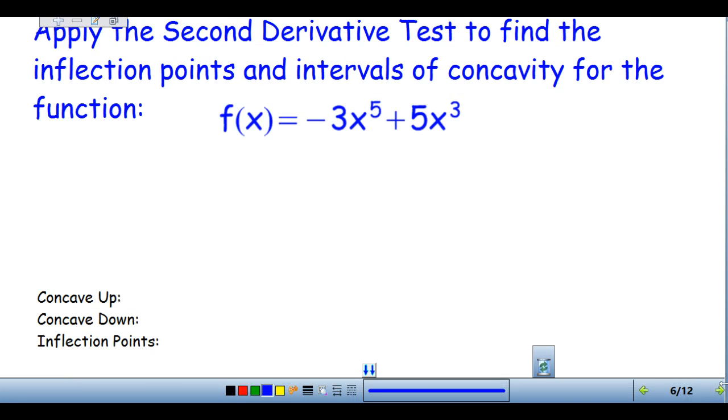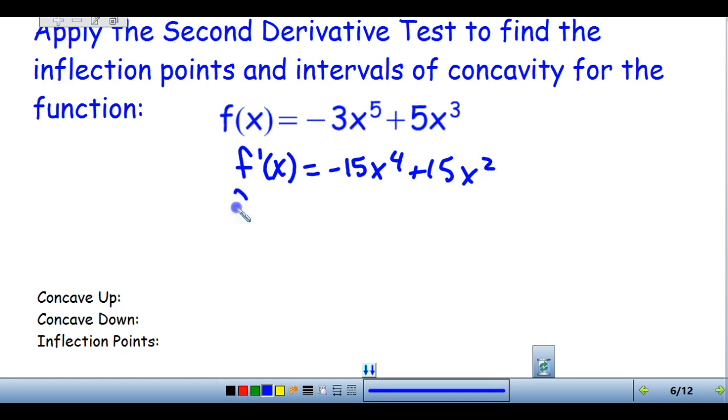So let's go ahead and just look at an example with a simple polynomial function. Apply the second derivative test and find the inflection points and intervals of concavity for the function. Alright, so to get to the second derivative, we'd have to take the first derivative. So negative 15x to the fourth plus 15x squared.